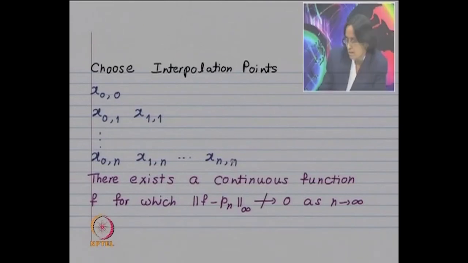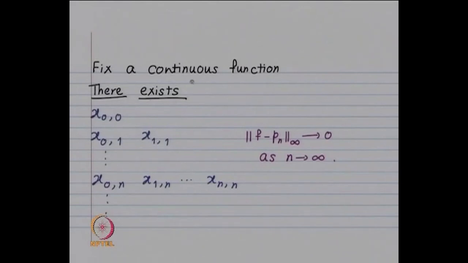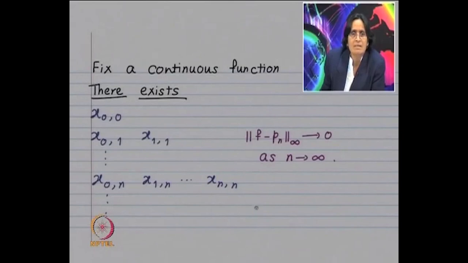There is also a positive result, and that result is: you fix a continuous function. Then there will always exist a set of points such that, if you choose those points and consider interpolating polynomials, then the infinity norm of f minus p_n will tend to 0 as n tends to infinity. Now, there is a catch, and the catch is the word 'exists'. Given a continuous function, I do not have a recipe for such interpolation points. But anyway, it is a positive result that there exists a set of points for which the interpolating polynomials converge to f in the norm.